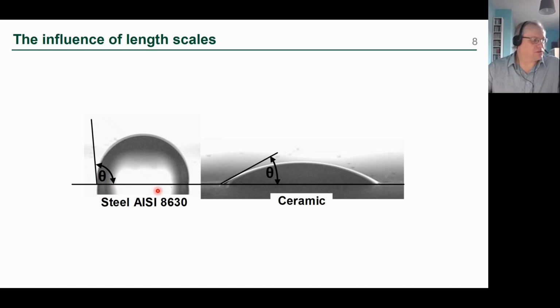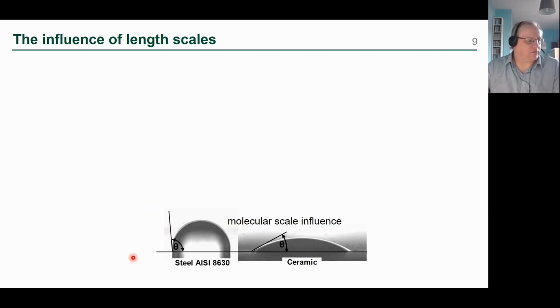Sitting on steel, you can see we've got a contact angle which is a bit bigger than 90 degrees. Whereas on this ceramic surface, I can't remember exactly which ceramic it is, the contact angle is much lower, so the droplet likes to spread more over the ceramic than it does over the steel. So this is a material property. It's a property of both the solid and the liquid. So different liquids on the same surfaces would have different contact angles. So that's really a molecular scale influence.